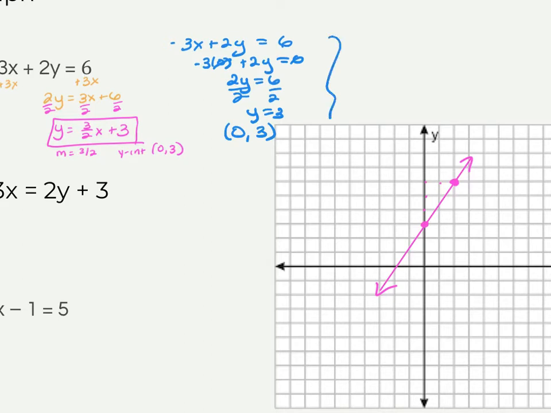And then I could do the same thing for my x-intercept, which is plug 0 in for y. -3x plus 2 times 0 equals 6. Negative 3x equals 6, and x equals negative 2.